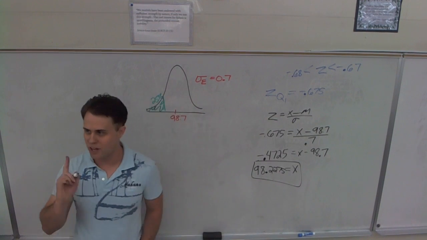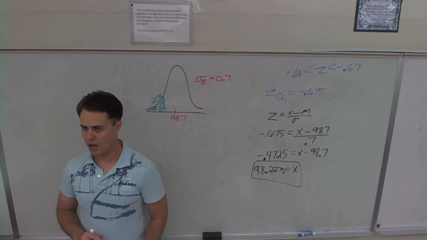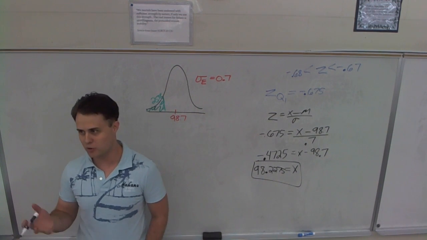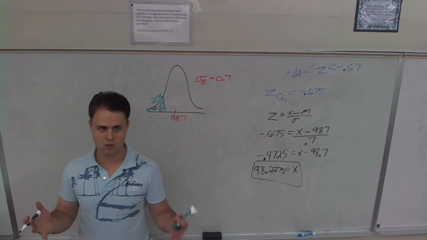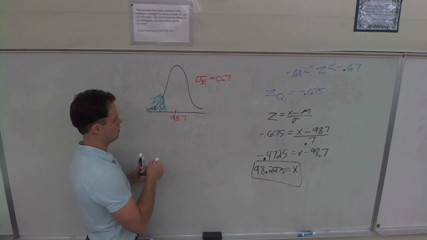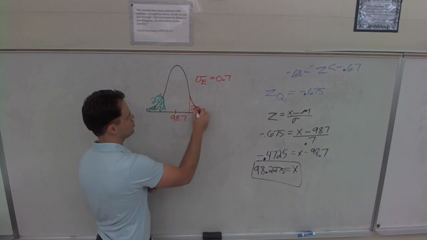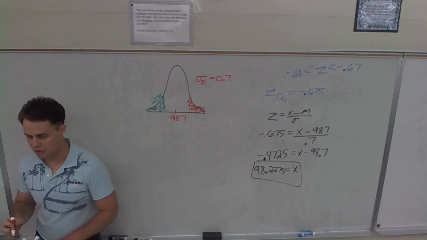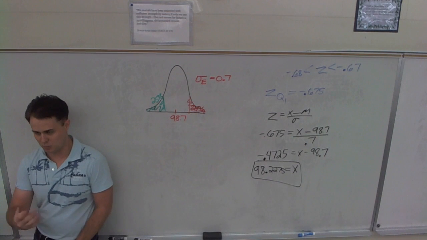That is quartile 1. How do you find quartile 3? Because to get the IQR, don't you need Q3 and you also need Q1? Well, you do the same kind of thing, except you want 25% above. So now I want you guys to find the z-score for 25% above.